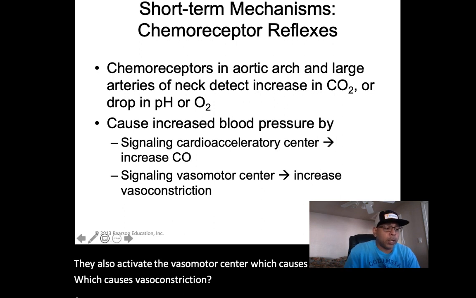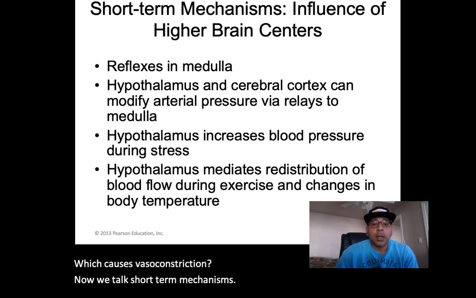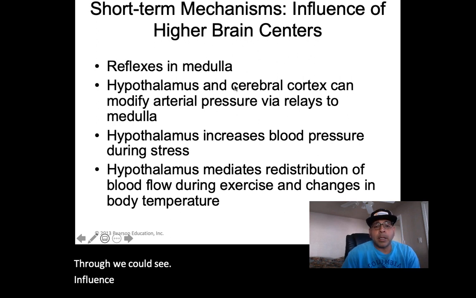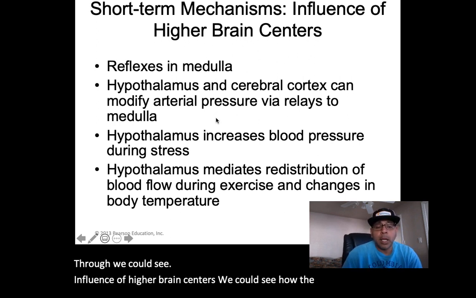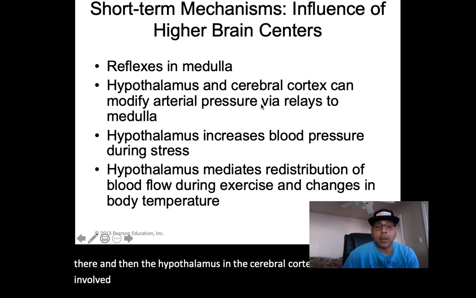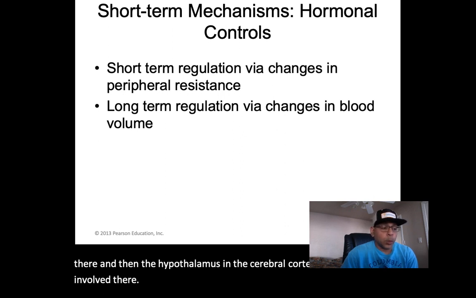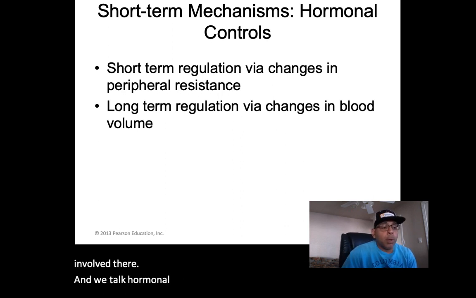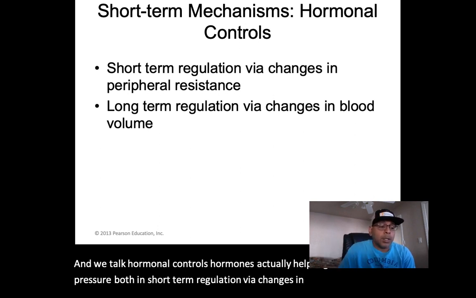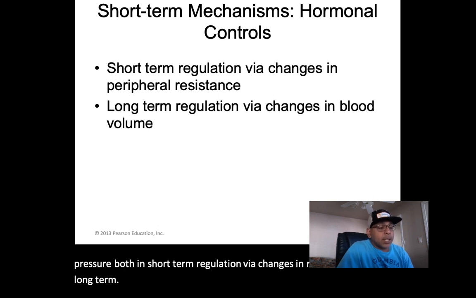Now, when we talk short-term mechanisms, we could see influence of higher brain centers. We could see how the medulla is involved there, and then the hypothalamus and the cerebral cortex can also be involved there. Now, when we talk hormonal controls, hormones actually help regulate blood pressure both in short-term regulation via changes in resistance and also in long-term via changes in blood volume.